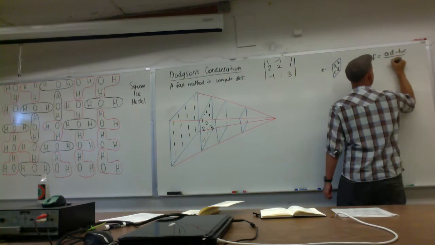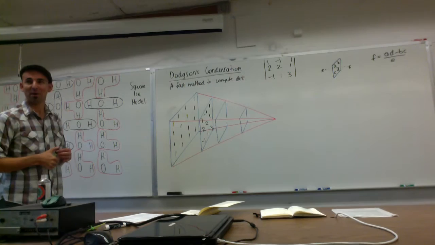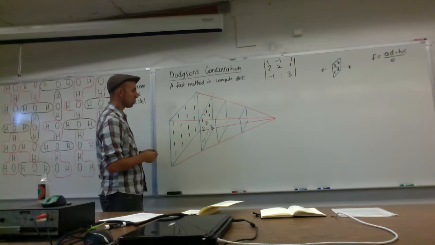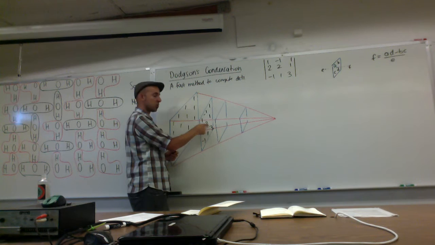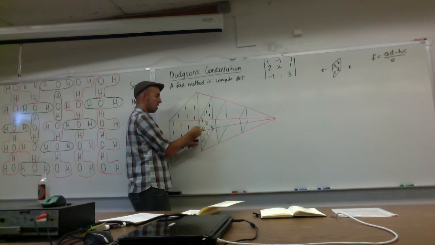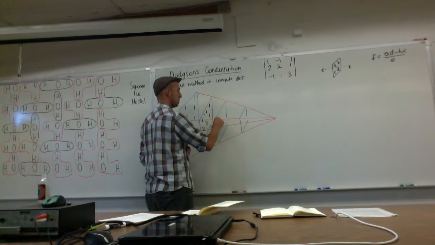Okay? This would sound like black magic to you, but anyway, this is what we're gonna do. So for example, what's this entry right here? Well, this entry, the top left entry, is sitting right above this square with the 1, the minus 1, the 2, and the 2. So I go 1 times 2 minus minus 1 times 2, that's 4, and I divide by the number below, which is this one, so 1. So I get a 4.